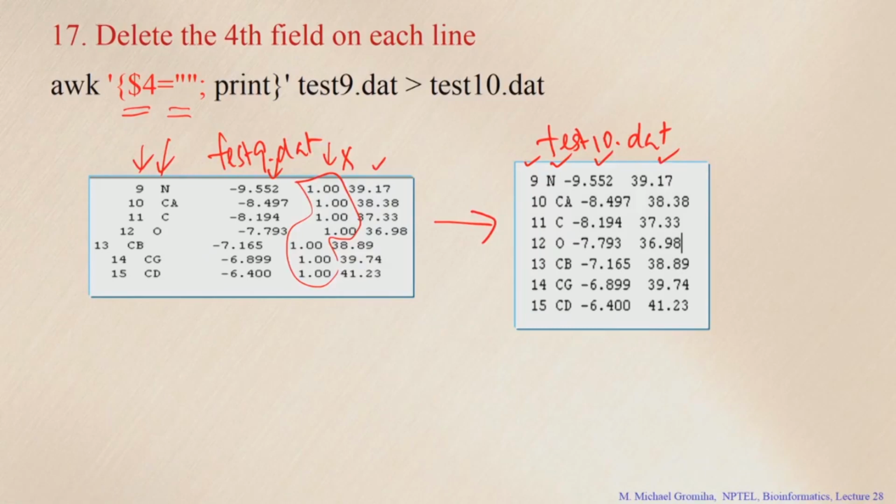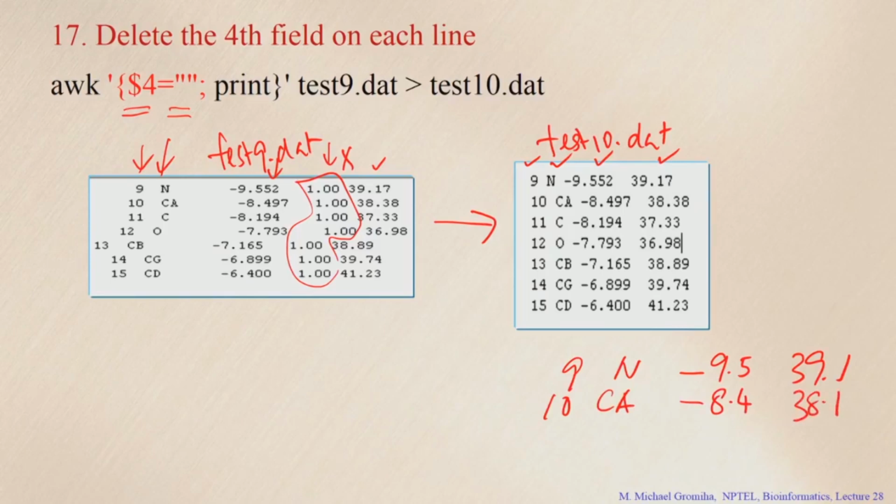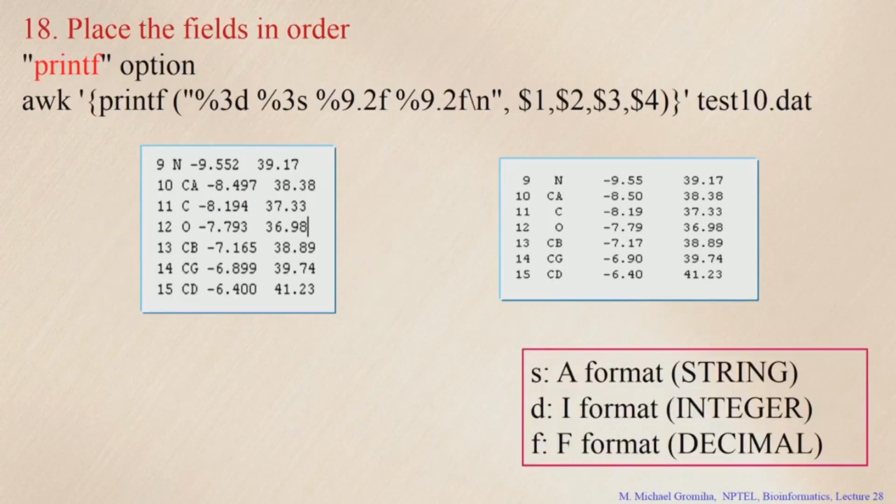So, in the file, now if you see this one, this is not in order, this is arranged in chaos. Is it possible to arrange this in order, because it is better if you have it in a specific order. For example, it is 9, minus 9.5 and 39.1. So, 10 should be like this. So, C A should be exactly 8.4. So, this is 38.1. If you arrange this, that looks good. If you do this, we can also place the file fields in a specific order.